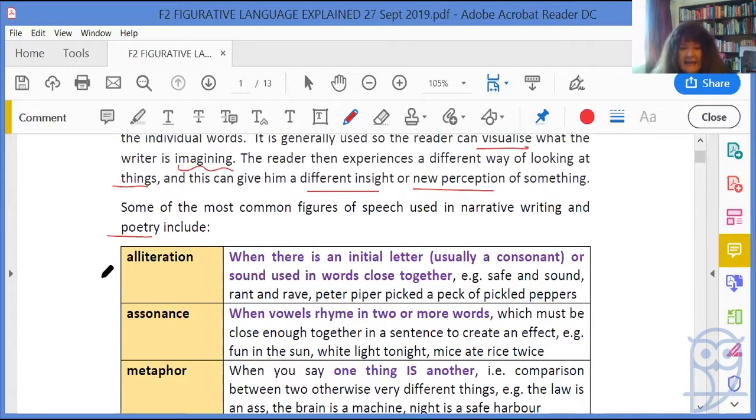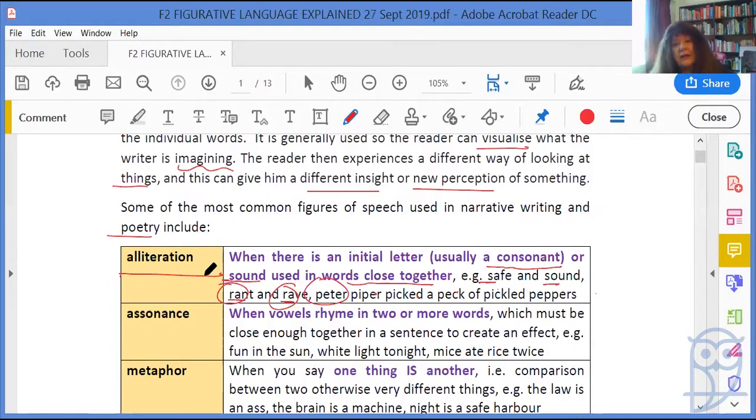Let's look at the first one. It's called alliteration. What is alliteration? That's when there's an initial letter, usually a consonant or sound, used in words that are close together. So with alliteration, we're looking for consonant sounds that are close together. For example, safe and sound, you've got your S sound. Rant and rave, you've got your R sound. And of course, the infamous Peter Piper picked a peck of pickled peppers, you've got your P sound. That's all that alliteration really means.